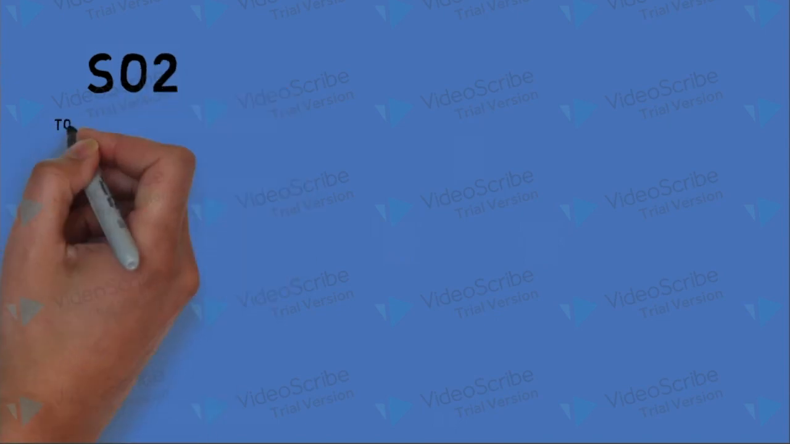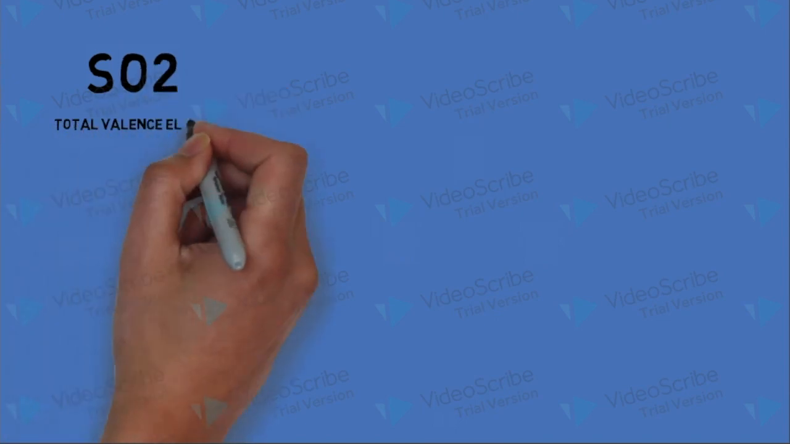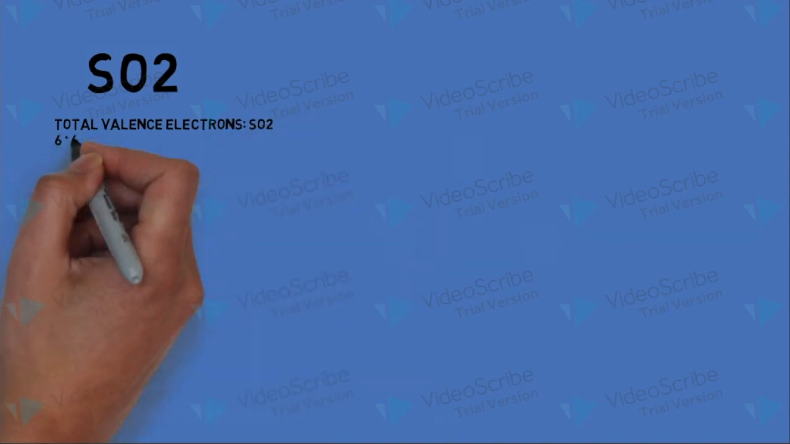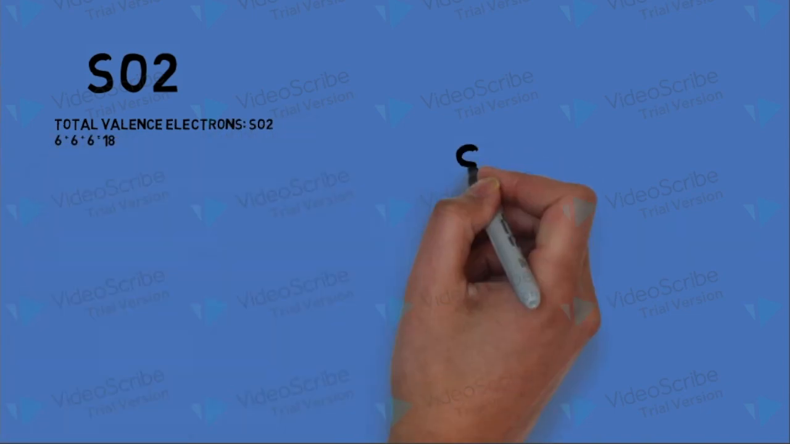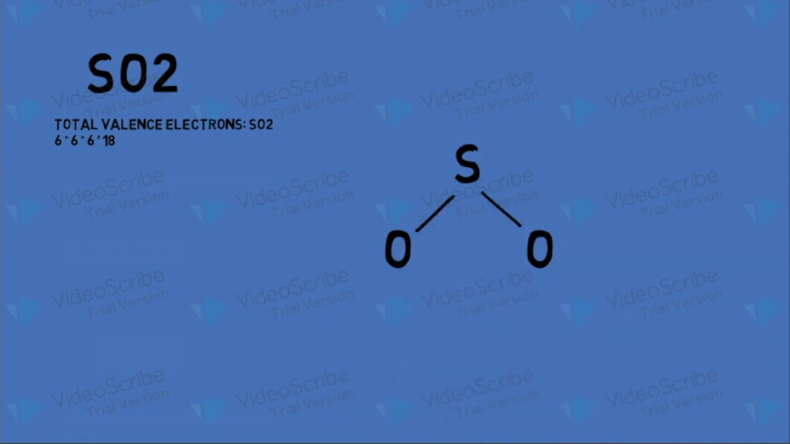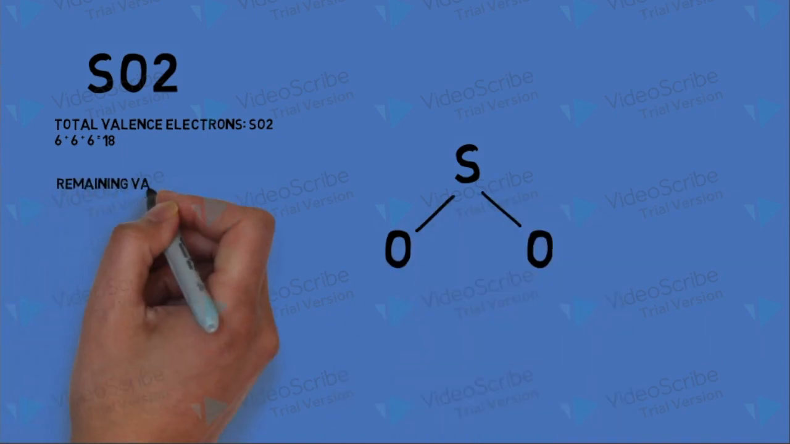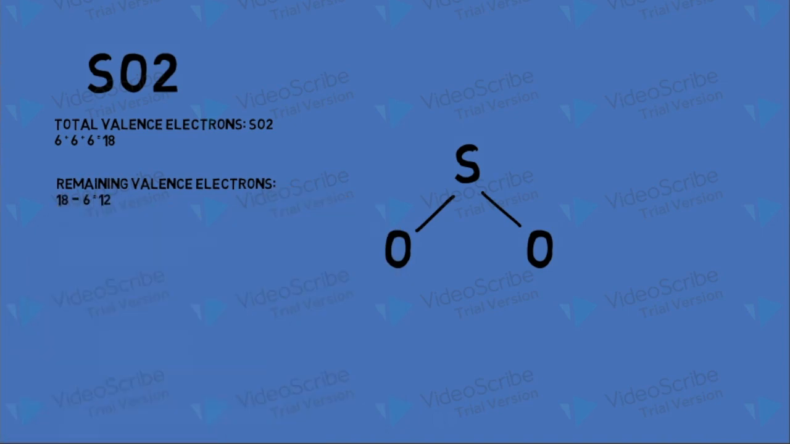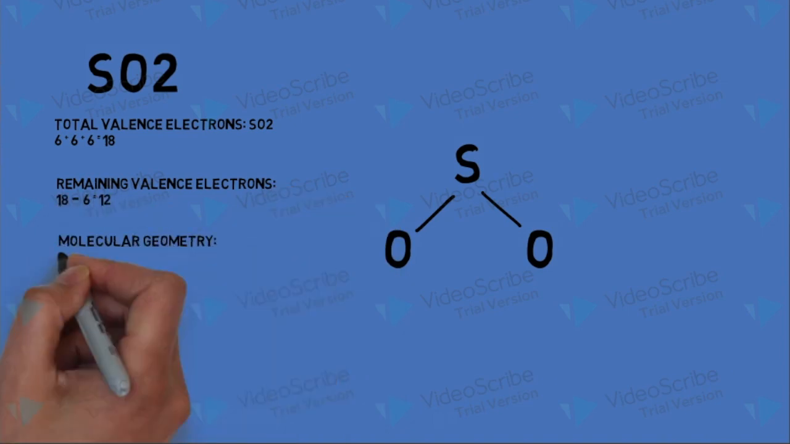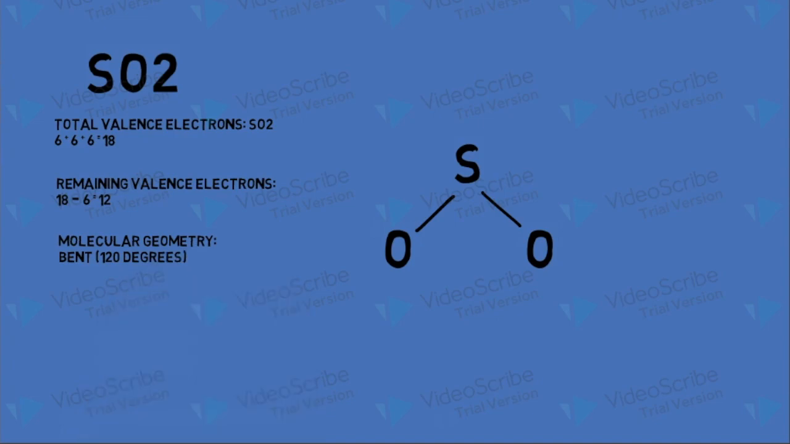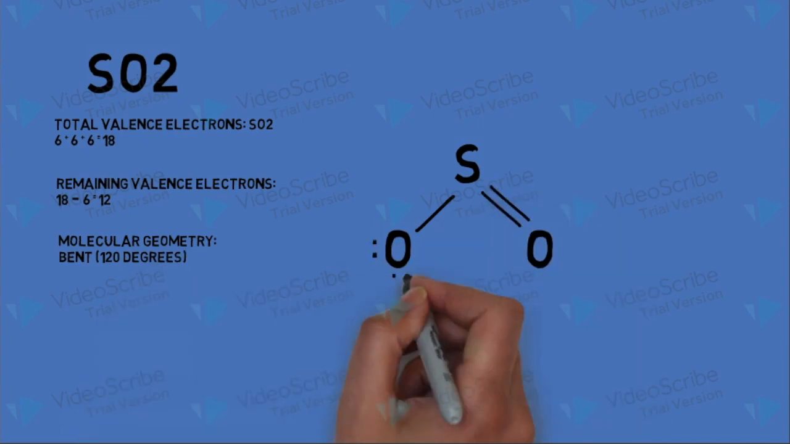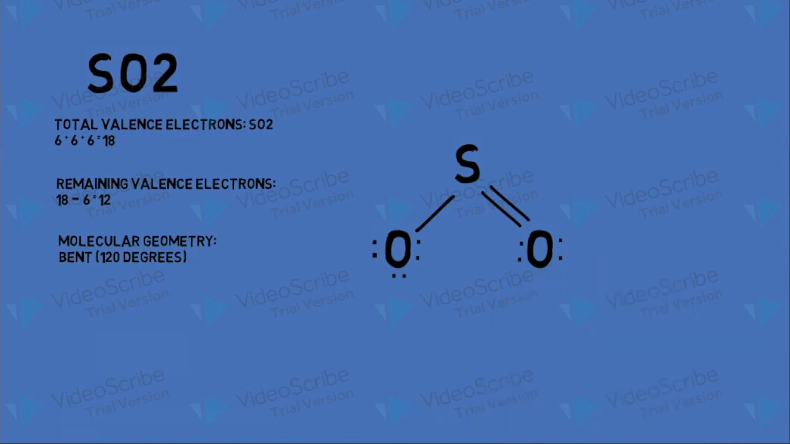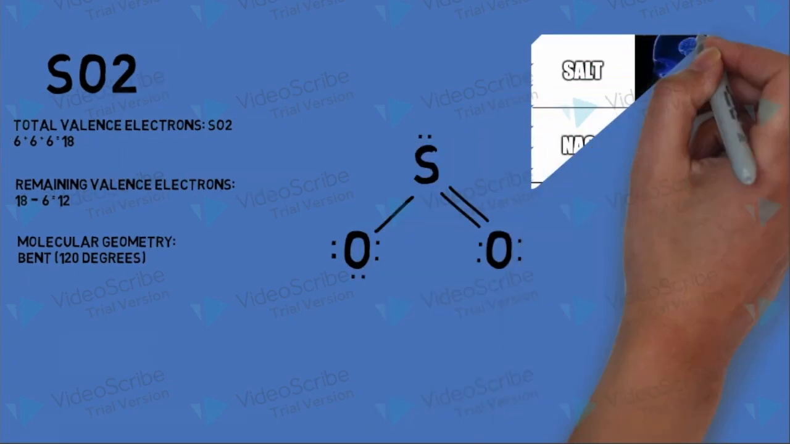The next example we have is SO2. The total valence electrons is 18 because all 3 of those elements each have 6 valence electrons. For the skeleton structure, you would have an S, an O and another O, with 2 bond lines. The remaining valence electrons is 18 minus 6, which is 12. The molecular geometry in this case is bent and 120 degrees. And here we would also have a double bond for the sulfur to have an octet of electrons.